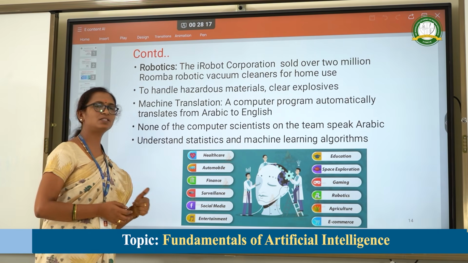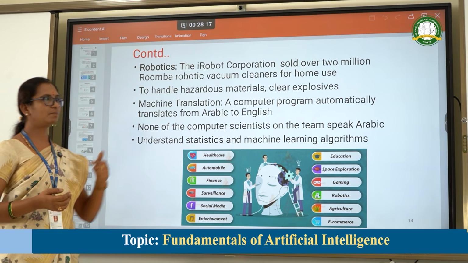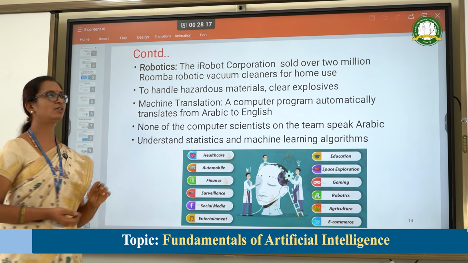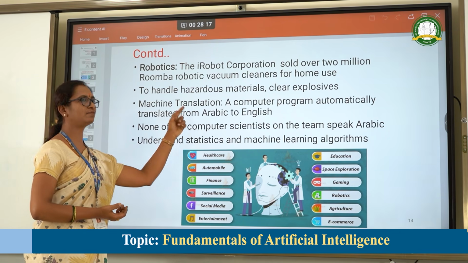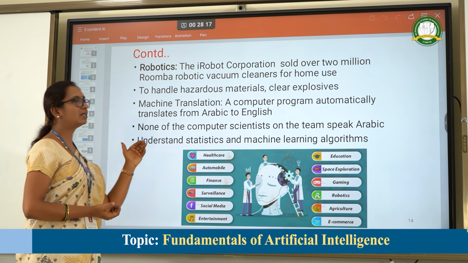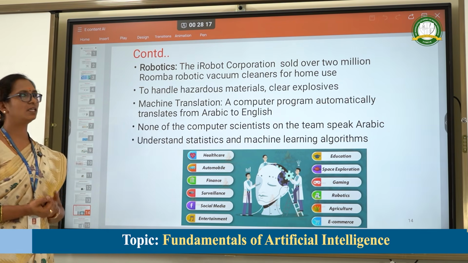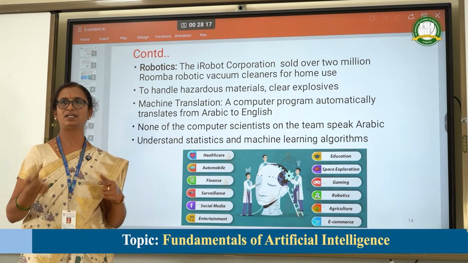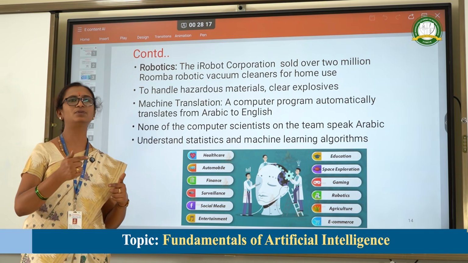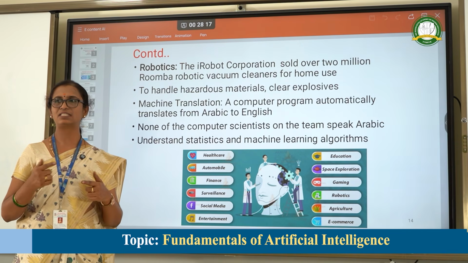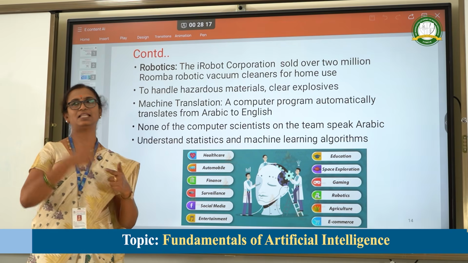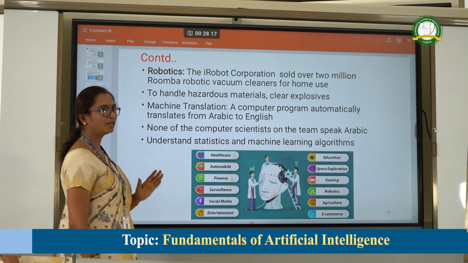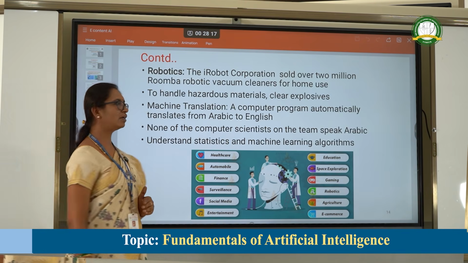Then machine translation is a very important field, wherein a computer program automatically translates from one given language to another. Initially it was done for translation from Arabic to English. One important thing that was observed was that many scientists were involved in building a machine that could translate from Arabic to English, but none of those scientists actually knew Arabic. Yet they were able to design a machine which can understand Arabic and translate completely to English. These are some of the state-of-the-art technologies where we use AI.